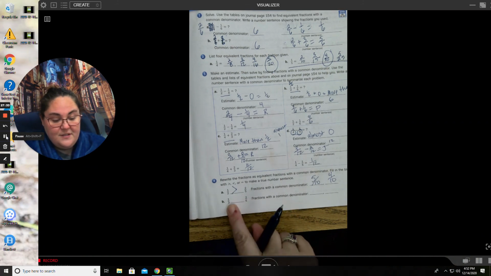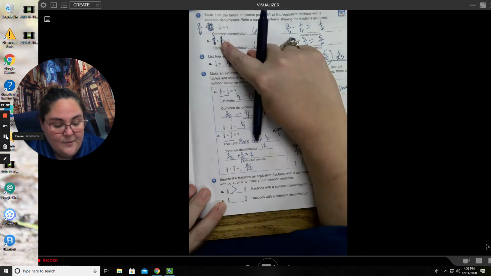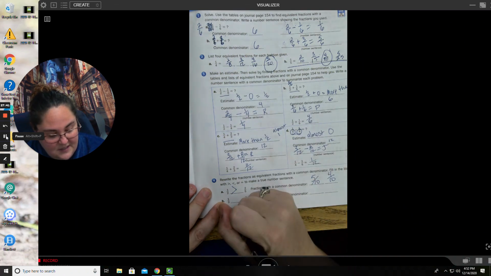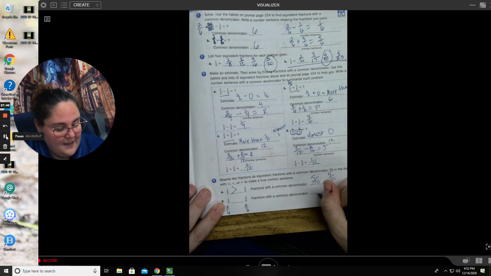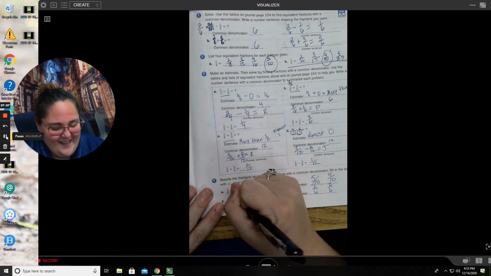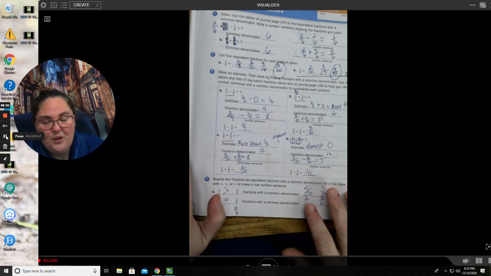All right, thirds and sixths. We already know that thirds is going to be that equivalent fraction that we're going to use. And guess what? We already did this one up here. We said that 1/3 equals 2/6. So my common denominator will be 6. My new fractions are written right there. Is that greater than, less than, or equal to? That one is equal.